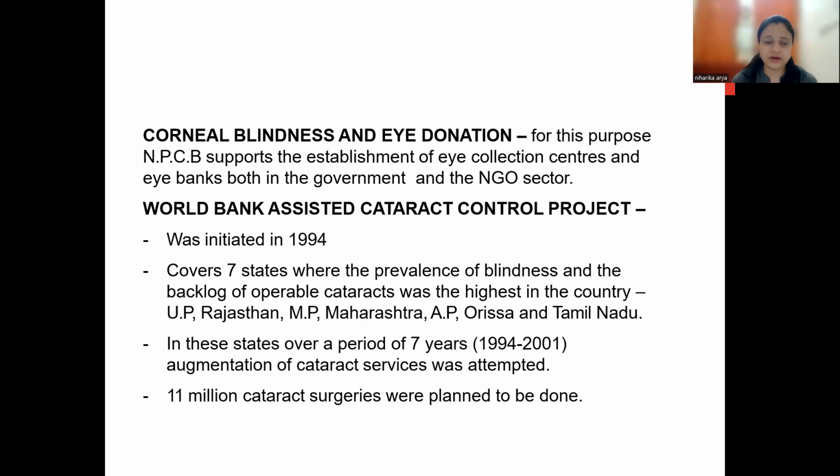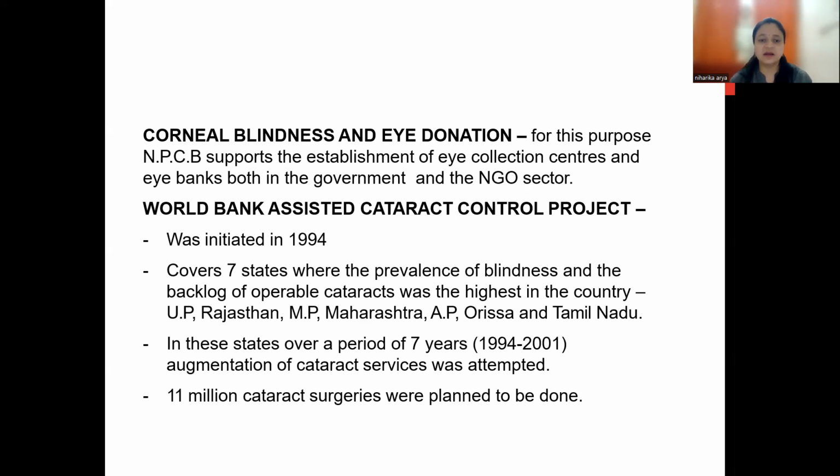So, eye donation. Corneal blindness can also be treated by the surgical method, by the transplantation of an eye. So for that, eye donation is necessitated. For this purpose, NPCB supports the establishment of the eye collection centers and eye banks both for the government and the NGO sectors. The World Bank assisted cataract control project was initiated for the control of the corneal blindness and the eye donation.